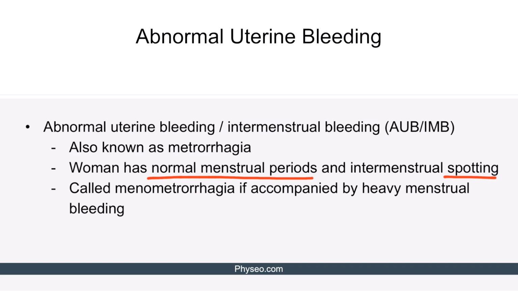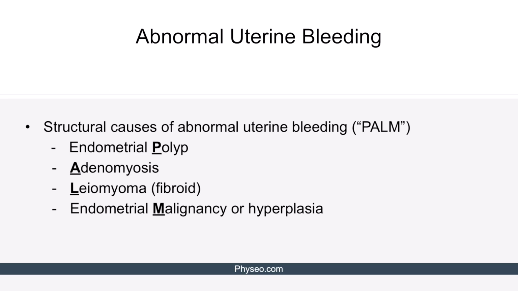Now, menometrorrhagia is a term used to describe the intermenstrual bleeding that's accompanied by heavy menstrual bleeding. In other words, this patient has intermenstrual spotting, and instead of normal menstrual periods, they're really heavy. Now let's move on to the structural causes of abnormal uterine bleeding, which are remembered by the mnemonic PALM.